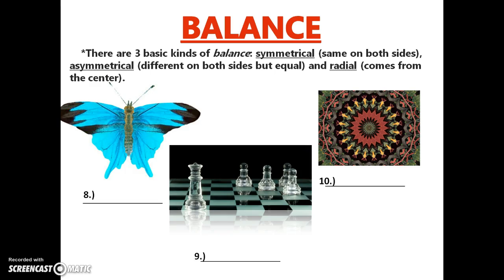Okay, the next word is balance. There are three basic kinds of balance. Symmetrical, which means they're same on both sides. Asymmetrical, different on both sides but not equal. And radial, comes from the center. For numbers 8, 9, and 10, I would like you to write down which one of these is symmetrical, what picture is asymmetrical, and which one is radial.